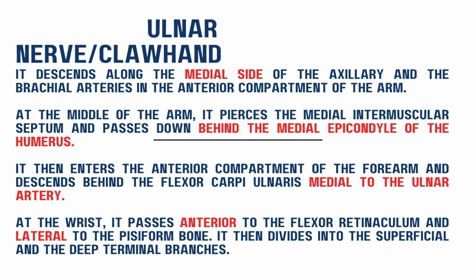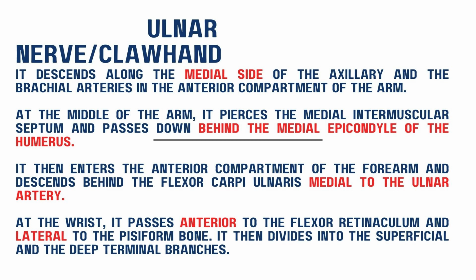Then it enters the anterior compartment of the forearm and descends behind the flexor carpi ulnaris, medial to the ulnar artery. At the wrist, it's going to pass anterior to the flexor retinaculum. So the ulnar artery and the ulnar nerve are going to lie superficial or anterior to the flexor retinaculum, and lie lateral to the pisiform bone. It then divides into the superficial and deep terminal branches.